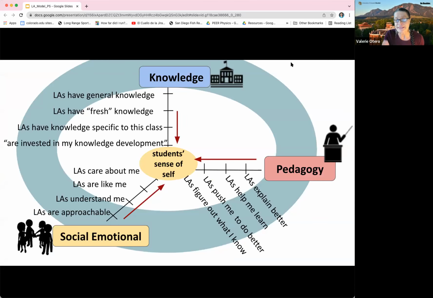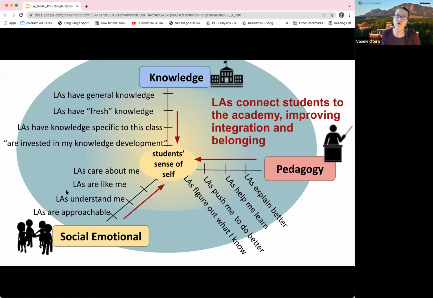So when we look at some of the statements that these students were making, and we place them on a scale from the institutional structures, we see that they increasingly approach the student sense of self. On the institutional level, LAs explain better. They have knowledge. They're approachable, but you start to see them understanding students and caring about them, really heading towards that student sense of self. And we believe that they are connecting those students to the institution through modifying the power structures so that there is greater voice given to students, both through the LAs and by the LAs.